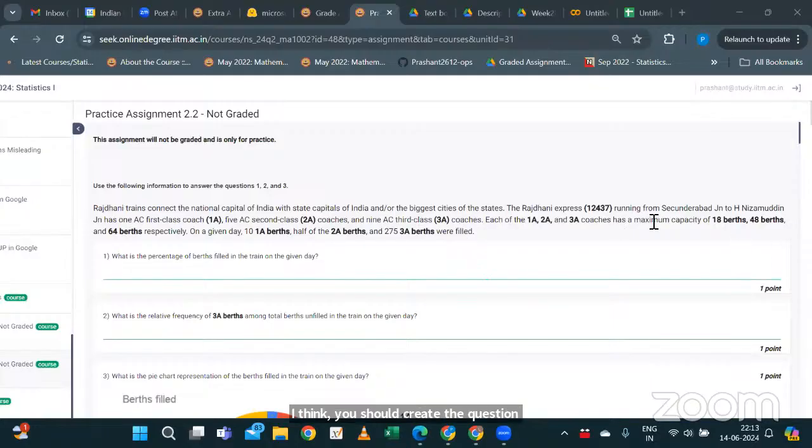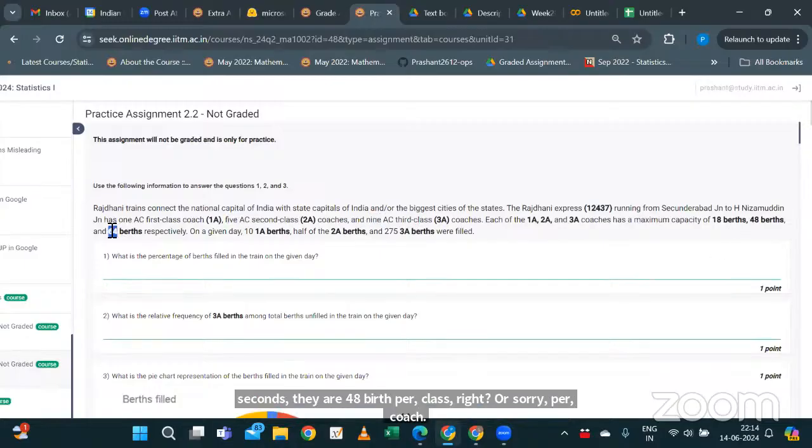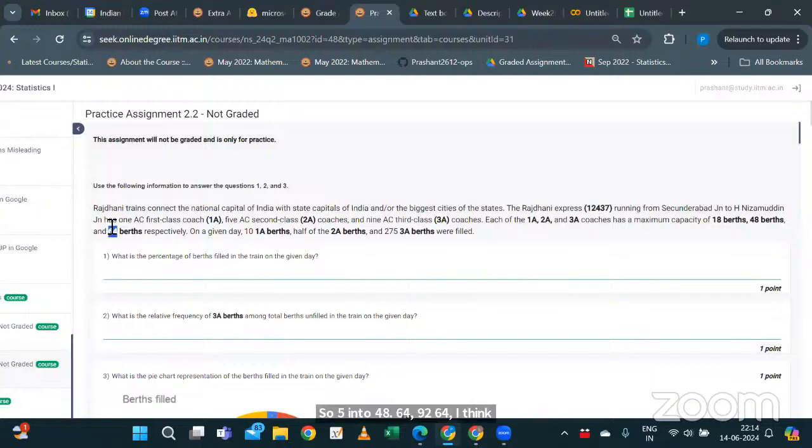I think you should read the question carefully. If you see here, on the Rajdhani Express, only one AC first class coach is there, right? For second class, we have 5. And for third class, we have 9. Each of 1A has a capacity of 18 berths. That means first class AC has 18 berths, right? That's why 10 seats are filled. For second class, there are 48 berths per coach. So 5 into 48. Then similarly 9 into 64, which is 576. Yeah, got it. Okay, got it.